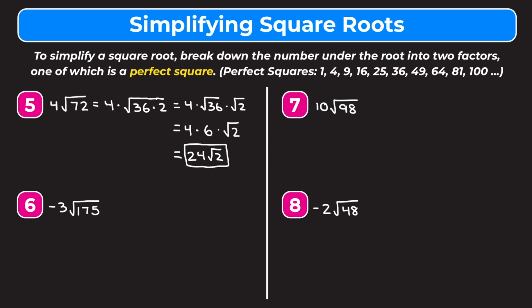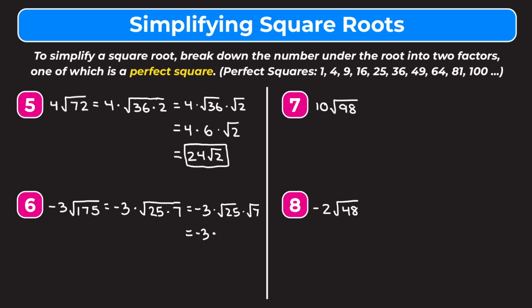Moving on to example 6. We have negative 3 times the square root of 175. So again, keep the negative 3 on the outside and take a second and think of factor pairs of 175 where one is a perfect square. So if you think about it, hopefully you get that 25 goes into 175 7 times, so we can break this up into 25 times 7. And then we can rewrite it as negative 3 times the square root of 25 times the square root of 7. Because 25 is a perfect square, we can simplify it.